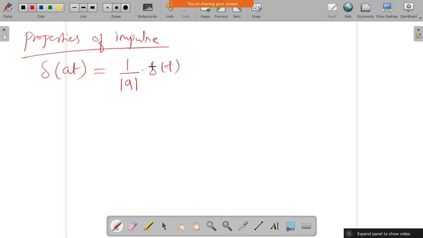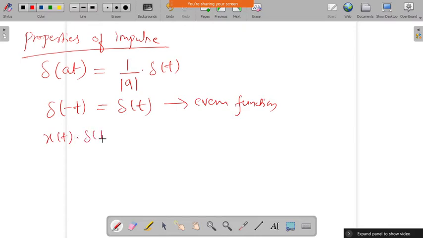Also, the impulse function is an even function. That's why del of minus t is equal to del of t. The impulse function is always an even function. And if I multiply x of t, any signal, with del of t, it will give the value x of 0, because del of t is 1 at t equal to 0.